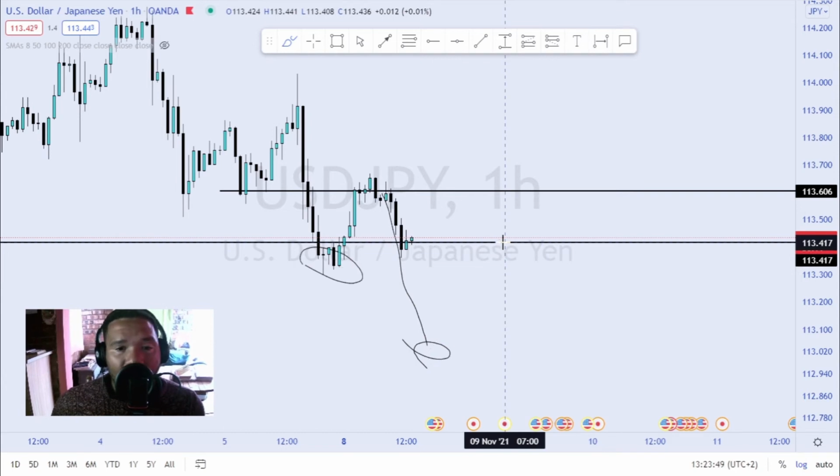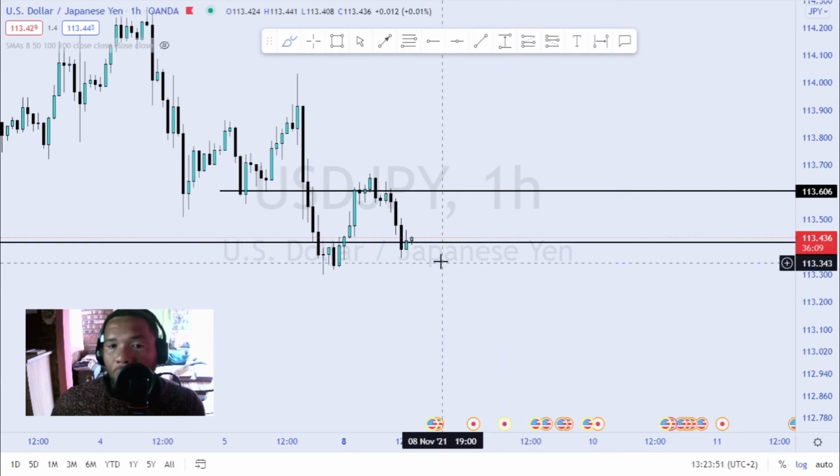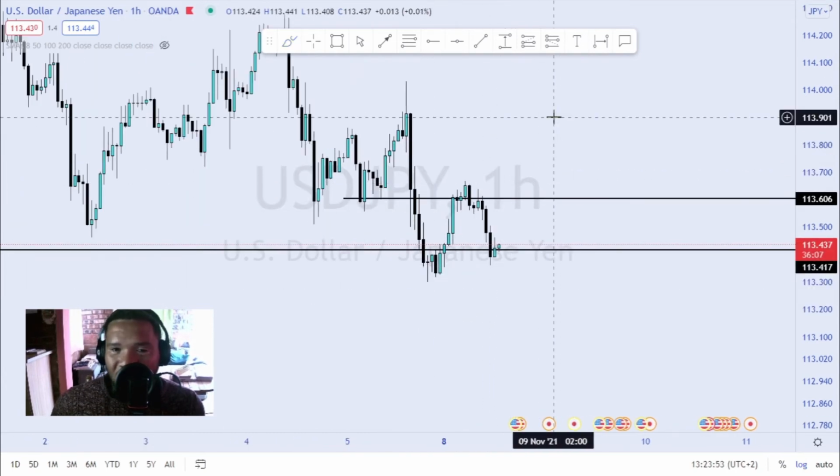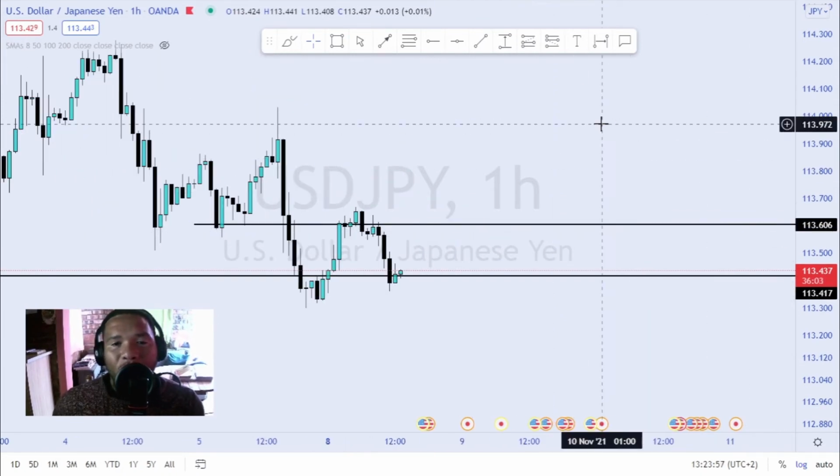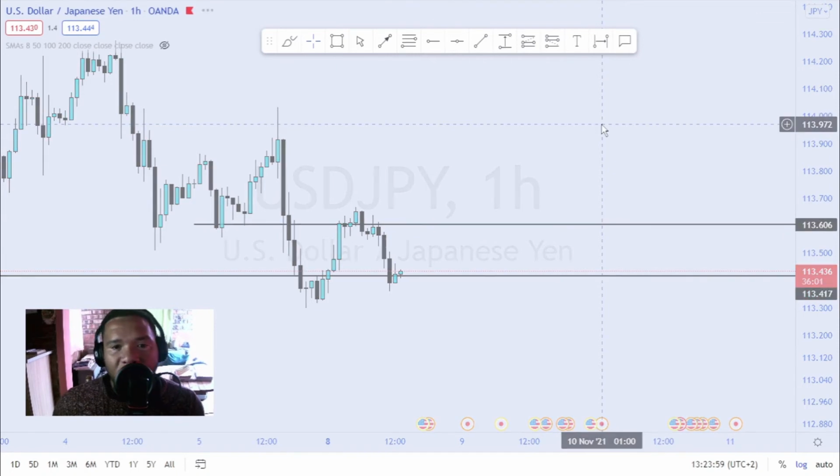Never sell at the lower low, guys. I don't know where you guys hear that, but never do that. You're always going to lose money. So that is it for this USD JPY pair. Let's jump into USD Swiss franc, gang.